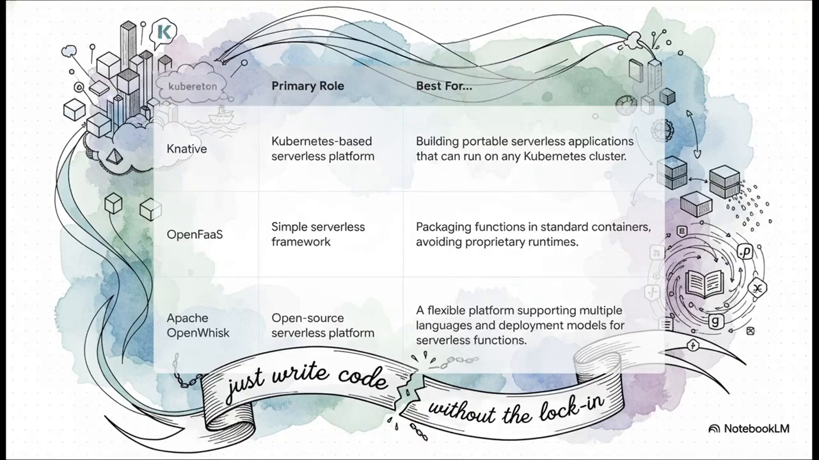Here are your main options for doing serverless the portable way. Knative is this super powerful platform that adds a rich serverless experience right on top of any Kubernetes cluster you have. OpenFaaS, on the other hand, really prioritizes simplicity, letting you turn basically any standard container into a serverless function. And Apache OpenWhisk is another great flexible platform. The goal for all three is exactly the same. Give you that just write code and forget the servers convenience, but without the vendor lock-in.